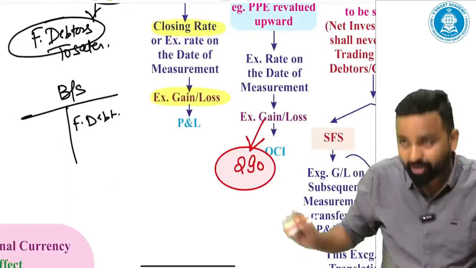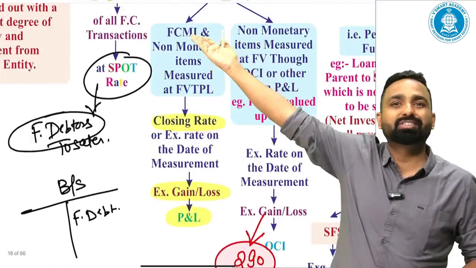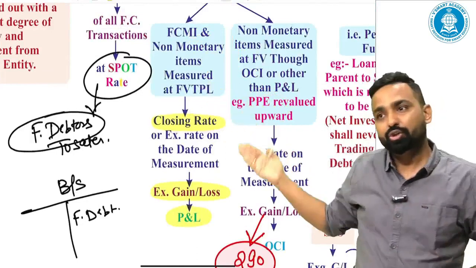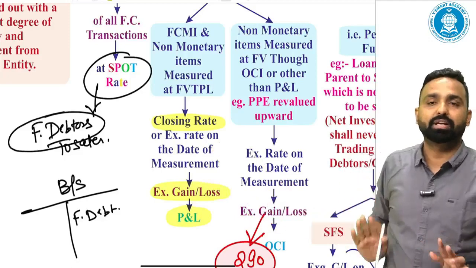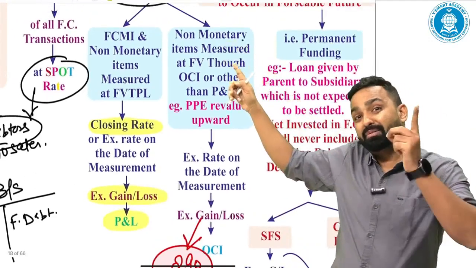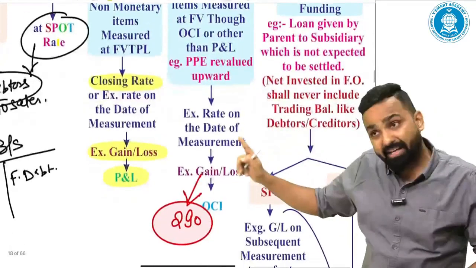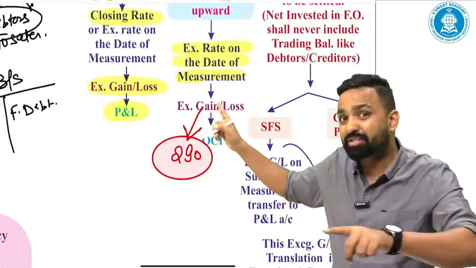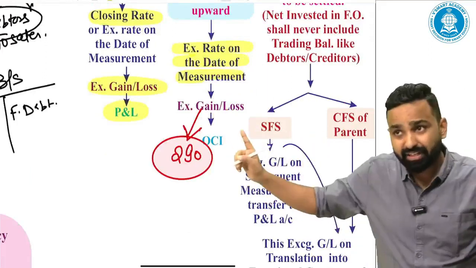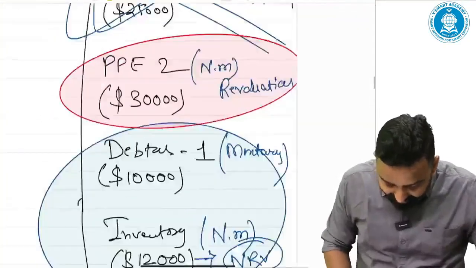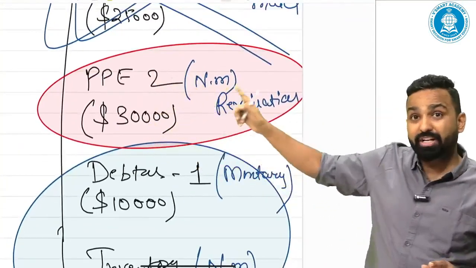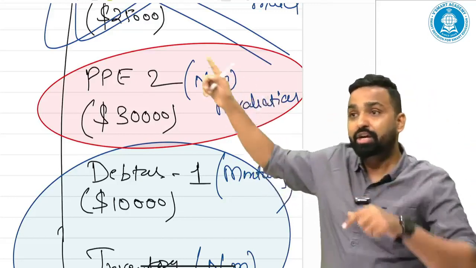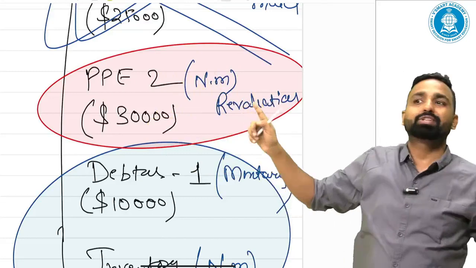And whatever the exchange gain or loss, you transfer it to P&L. Why P&L? Because it's your foreign currency monetary item. Debtors always reflect through P&L. And non-monetary item remeasured through P&L, always transfer the exchange gain or loss to P&L. But as far as your non-monetary item which is remeasured at fair value through OCI, again apply the exchange rate on the date of measurement, like the same balance sheet date. If you get any exchange gain or loss, transfer the exchange gain or loss to OCI. So when I remeasure my PPE2, because it is non-monetary and it is getting revalued as per Ind AS 16, the revaluation gain will be transferred to OCI. So its exchange gain or exchange loss also will be transferred to OCI only.